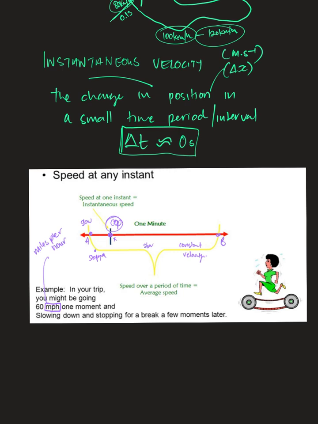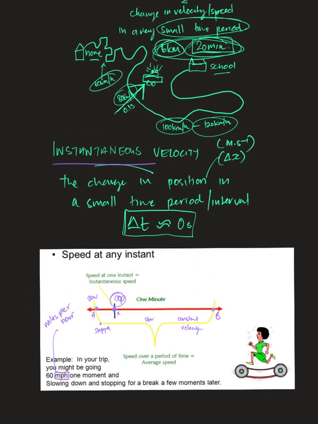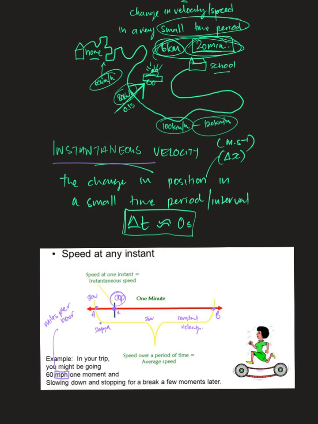One moment, and slowing down, stopping for a break a few minutes later. If I checked my speed at any moment within a journey, that would be instantaneous in that moment. All right, so I hope that we understand these concepts. It's very important that we make sure we have all the notes and ideas written down in our books. We're going to look at the last variable in a little bit of detail.